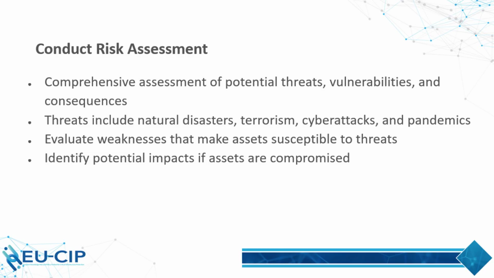Once the key assets have been identified, a comprehensive risk assessment should be conducted. This involves identifying and evaluating potential threats, vulnerabilities, and consequences associated with each asset. Threats can include natural disasters, terrorism, cyber attacks, and pandemics. Vulnerabilities refer to weaknesses that make the asset susceptible to these threats. Consequences are the impacts that can arise if these assets are compromised.